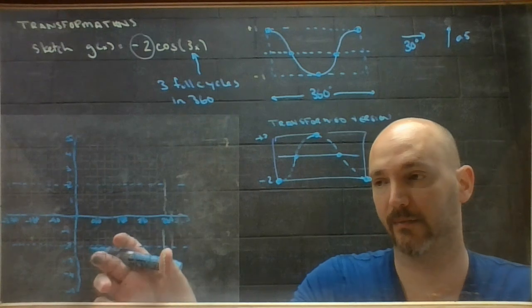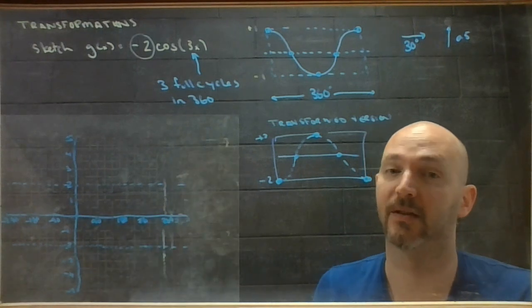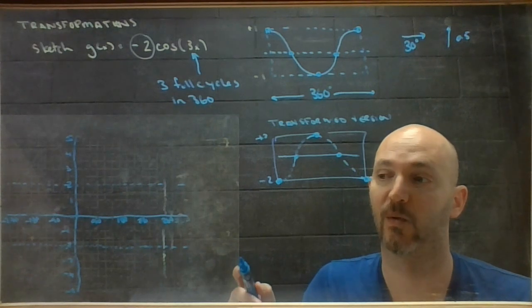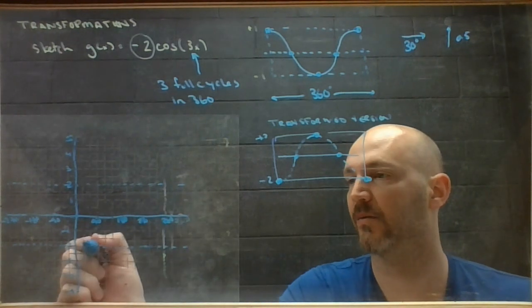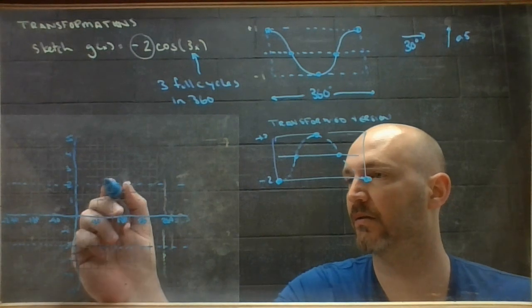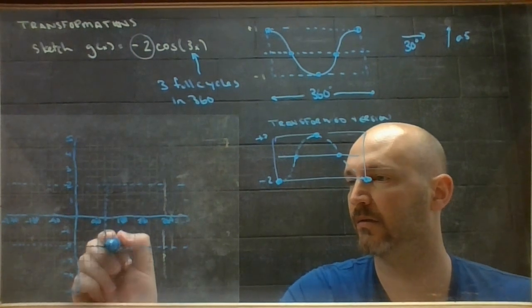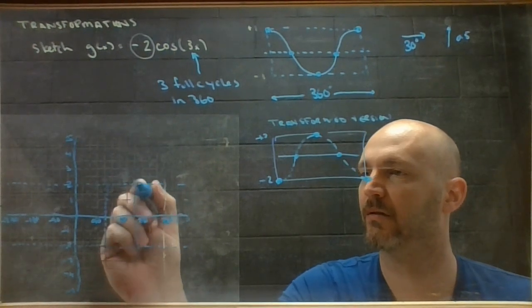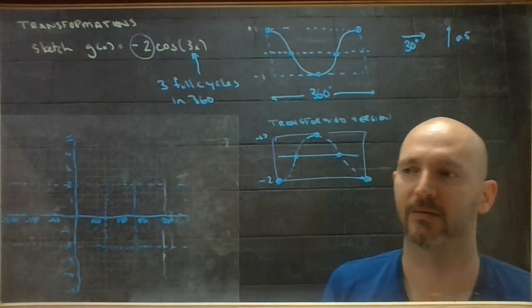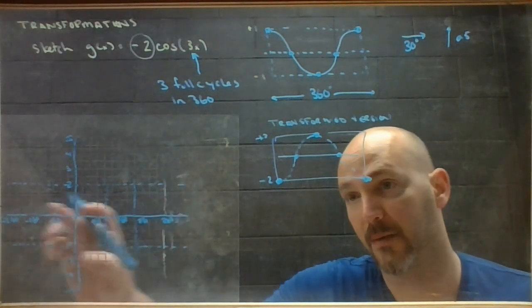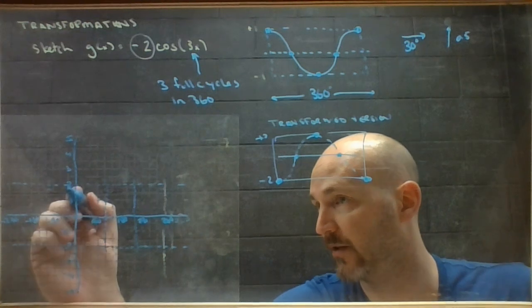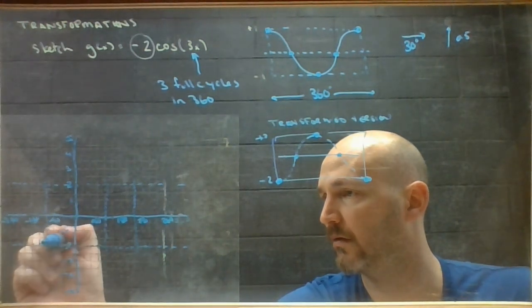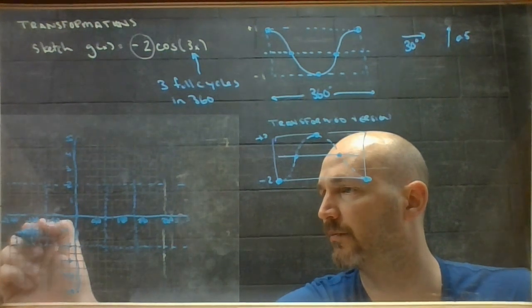12 squares, and I need to fit 3 full cycles in there. So if you chop 12 up into 3 equally sized parts, that's 4 squares each. So 1, 2, 3, 4. 1, 2, 3, 4. 1, 2, 3, 4. Perfect. Can keep going that way because these functions go on forever. 1, 2, 3, 4. 1, 2, 3, 4.